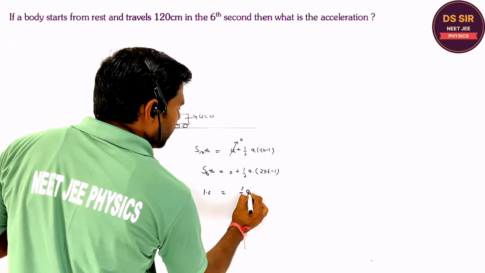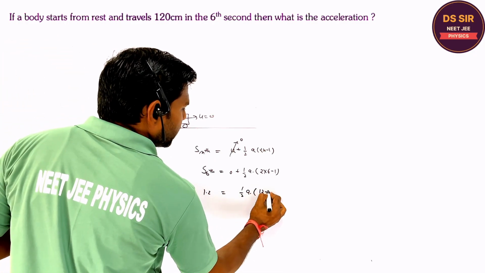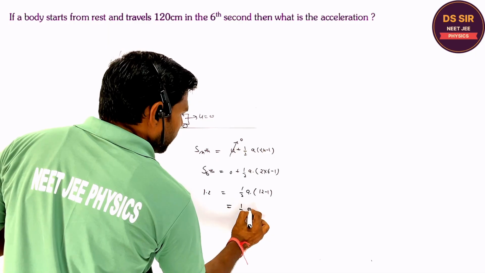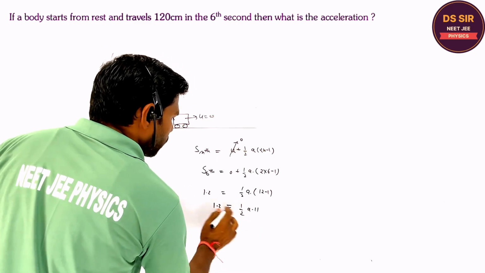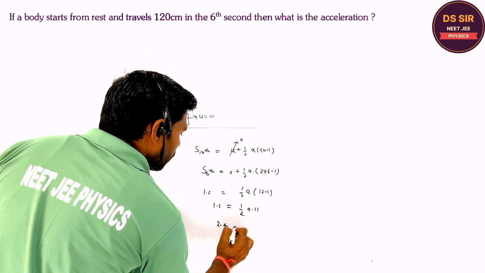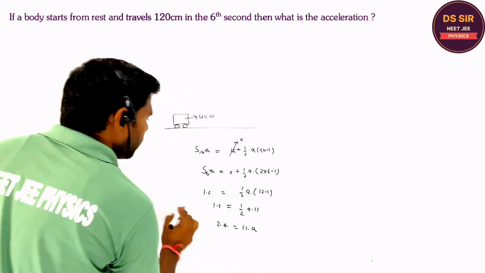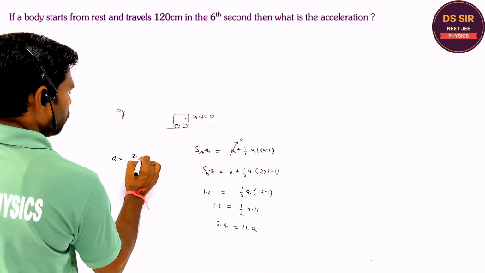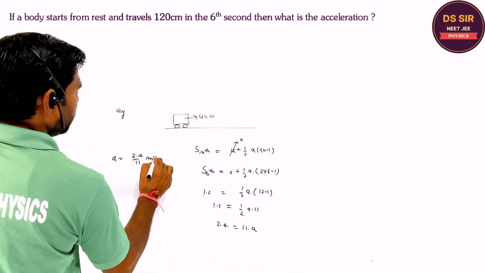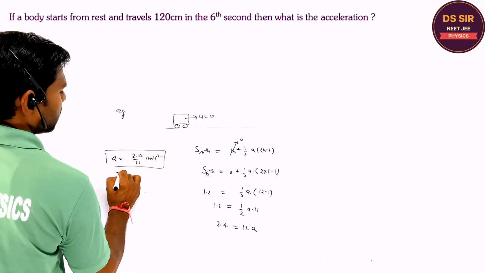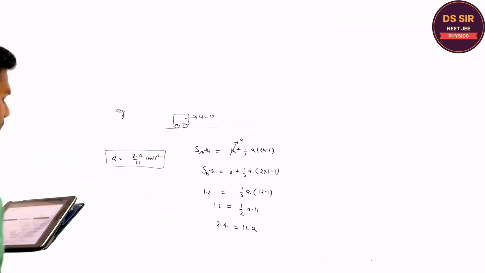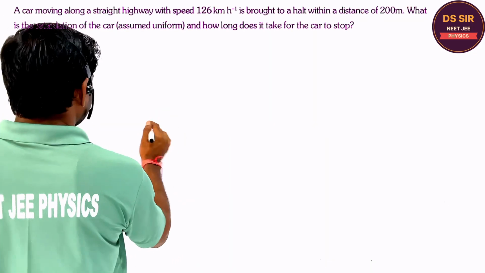Right. a/2 into (12 minus 1). This is a/2 into 11. This is 1.2. Multiplying, 2.4 is equal to 11 into a. So what is the acceleration? 2.4 upon 11 meter per second squared is the answer. Fine.